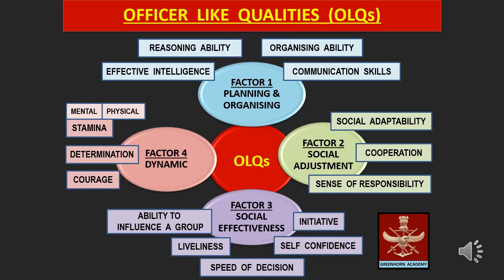Candidates, now a quick recap on the 15 different officer-like qualities and the four factors which they are grouped into. Factor 1, planning and organizing, has 4 different OLQs. Factor 2, called social adjustment, has 3. Factor 3, social effectiveness, has 5 different officer-like qualities. And the last, factor 4, also called the dynamic factor, has 3 different qualities.